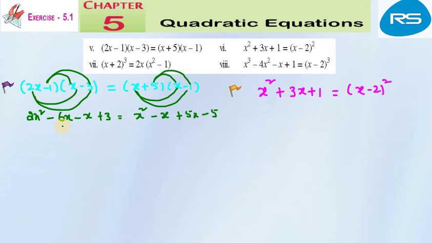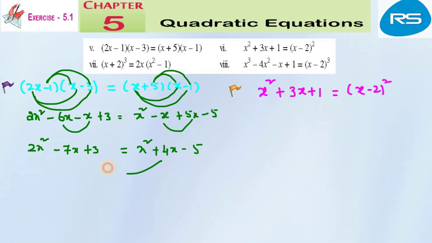So the like terms we will add. So these two, and here these two. So 2x square, here minus 6x and minus x, that is total minus 7x, plus 3, is equal to x square plus 5x and minus x, so the total is plus 4x minus 5.